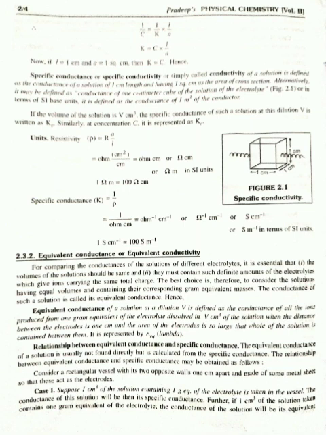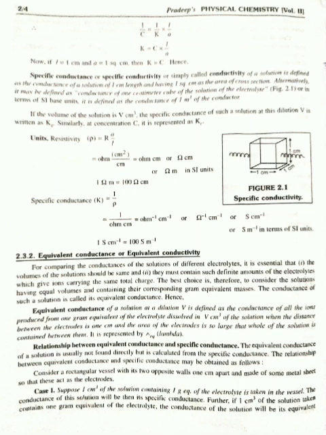Relationship between equivalent conductance and specific conductance. The equivalent conductance of a solution is usually not found directly but is calculated from the specific conductance. The relationship between equivalent conductance and specific conductance may be obtained as follows. Consider a rectangular vessel with its two opposite walls 1 centimeter apart and made of some metal sheets so that these act as the electrodes.